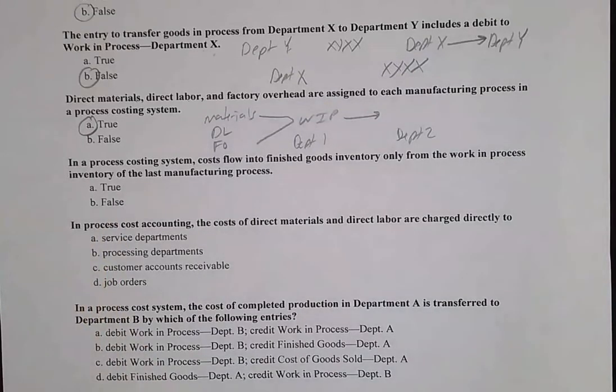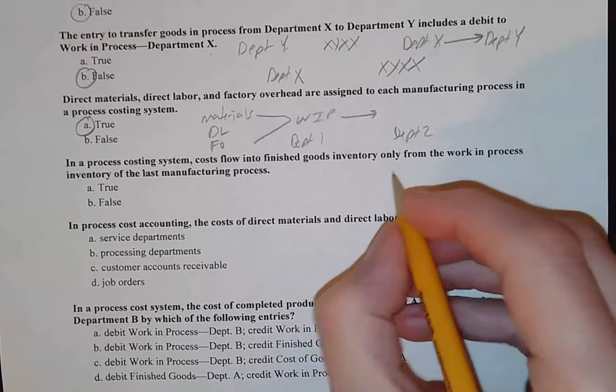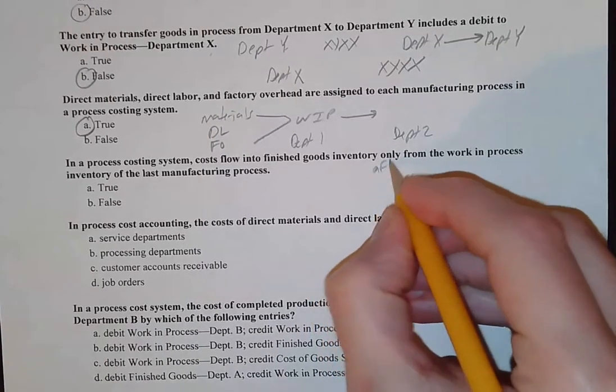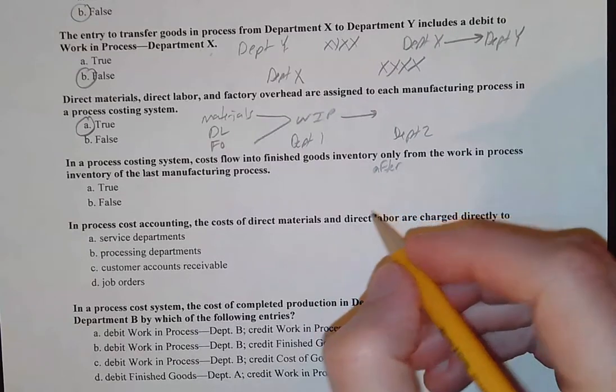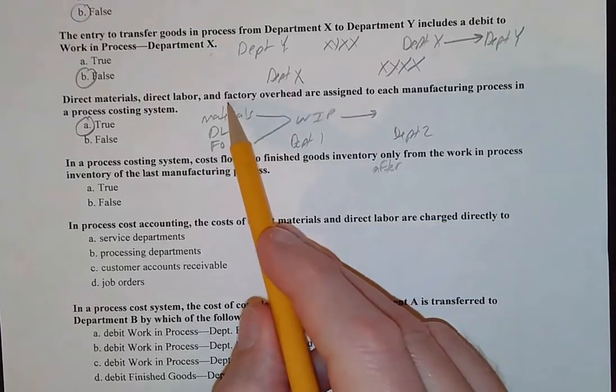In a process costing system, costs flow into finished goods only from the work in process inventory of the last manufacturing process. So we have to be very, very careful here. I really do not care for the word "only" right here. I would prefer the word "after."